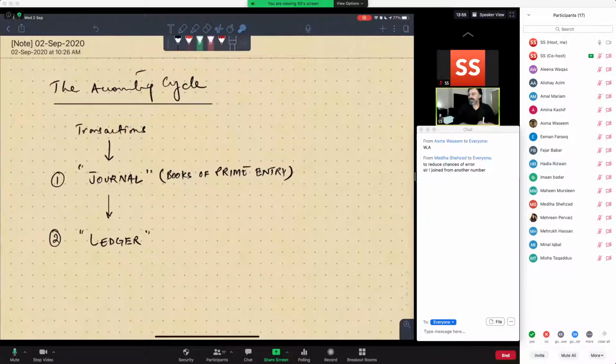Oh, okay, Madiha has mentioned a very important use over here. Madiha said to reduce the chances of error. This is very important because आप अगर एक ही जगह पे transactions को record कर रहे हैं, it's a possibility that you can make an error, but the same error will be repeated in another book at another time. The chances are कि वो हो सकता है, but you can see that the possibility of committing the error is significantly low, right?